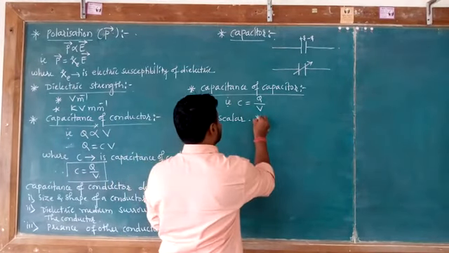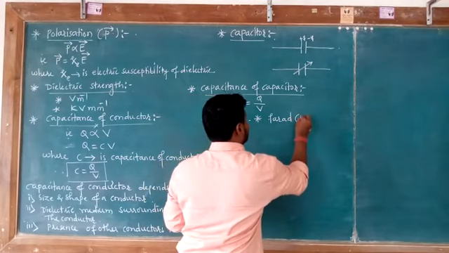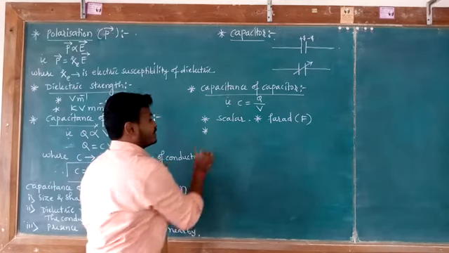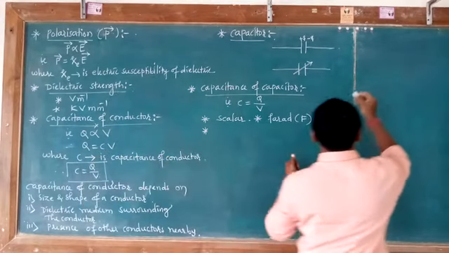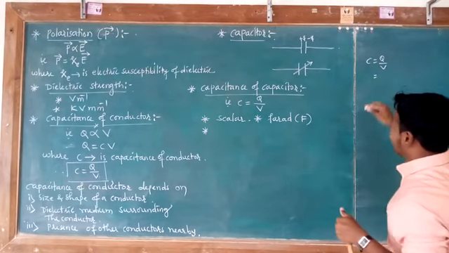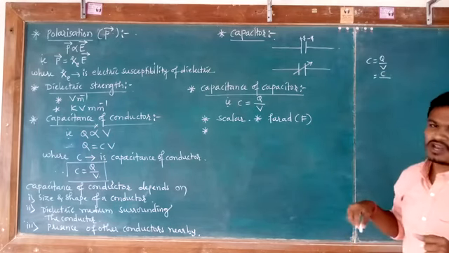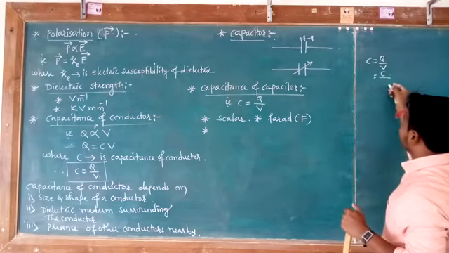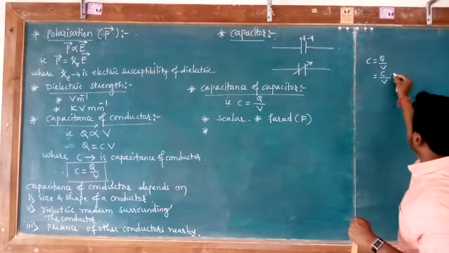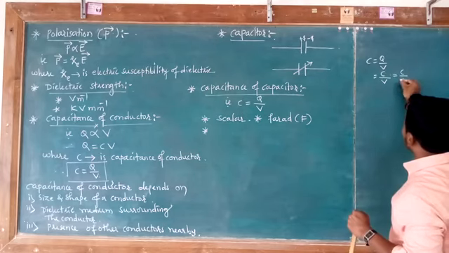The SI unit of capacitance of a capacitor is the farad. Farad is denoted by capital F. And the dimensional formula of capacitance of a capacitor: as we know, C is equal to Q divided by V. Here Q is charge, and the SI unit of charge is the coulomb. V is electric potential or potential difference, and the SI unit of potential difference is the volt. Volt we can write as joule per coulomb.